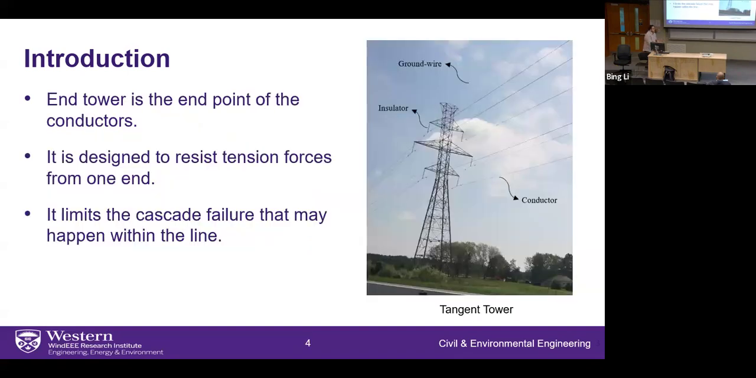To make you familiar with the transmission line components, this is a tangent tower, which is the typical tower that is replicated along the line. We have the tower itself, and then we have the conductors, which transmit electricity, and the conductors are attached to the tower with insulators, which are free to move, and then we have the ground wire. The end tower is the end point of those conductors. It is designed to resist tension forces of the conductors from one end, and usually the end towers are stronger towers. So they have a role in limiting the cascade failure that may happen to the towers along the line.